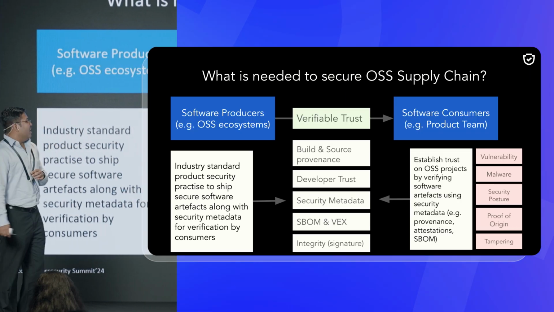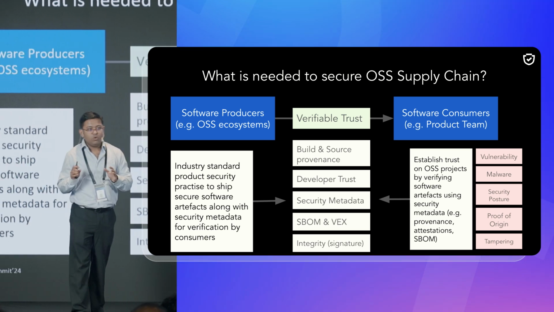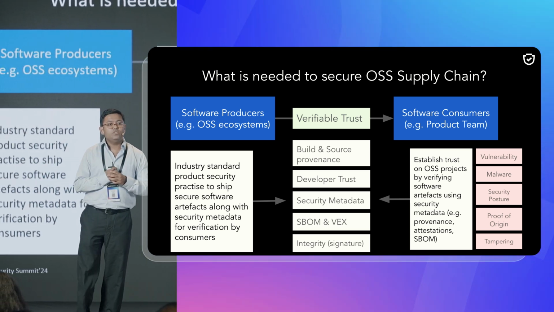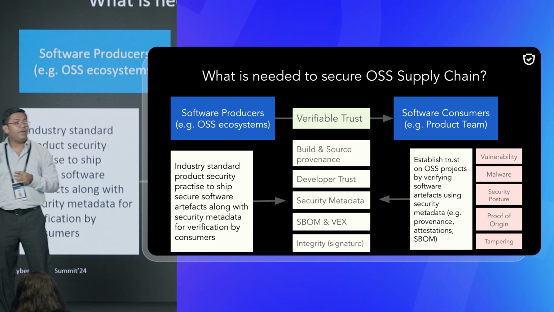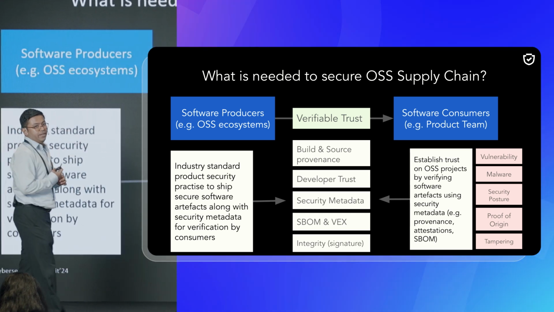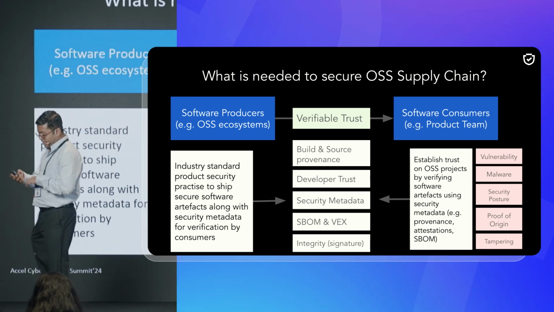Okay. So finally, I want to talk about how the open source software supply chain risk looks like and what is required in order to mitigate this risk. A lot of things in the slide. It's okay. I'll talk about it.